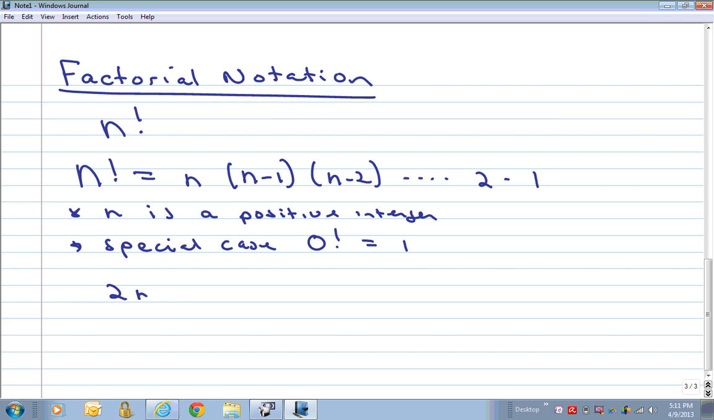If you had 2n factorial versus you had 2n in parentheses factorial, at this point, only the n would be factorial, would follow this rule above here. In this case, the whole thing would follow the rule, and you would have to then multiply your factorial each time by 2. So I just kind of want to make that difference. Okay, again, you want to make sure you have this written down.